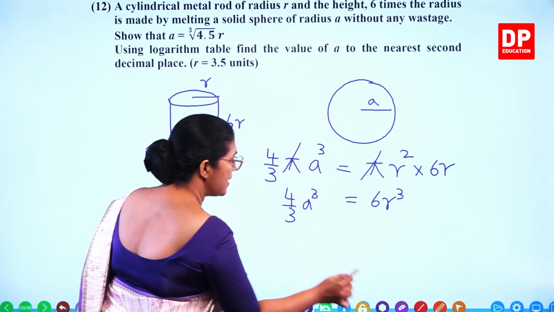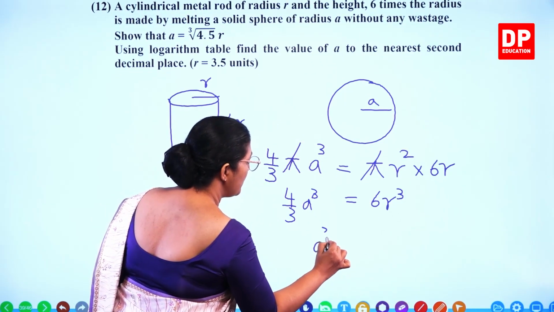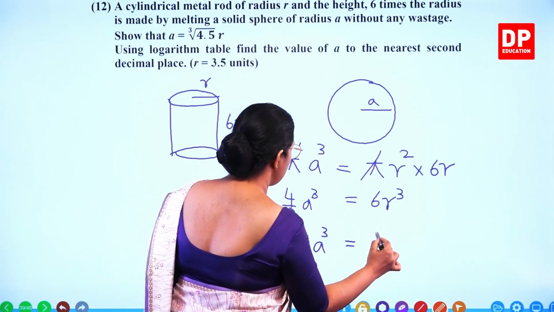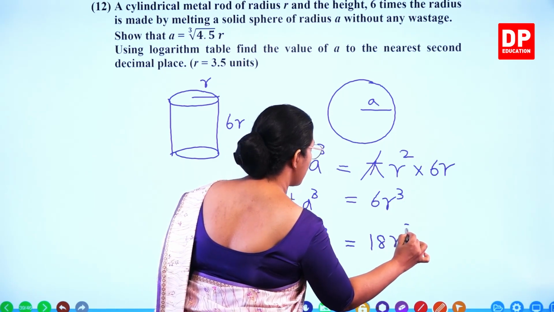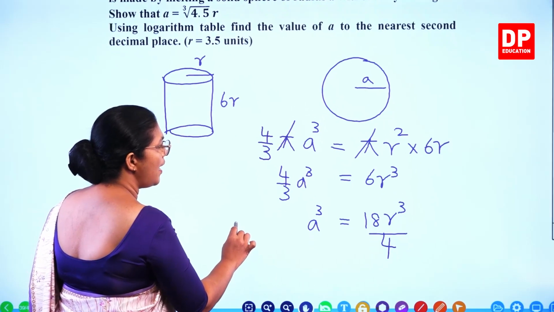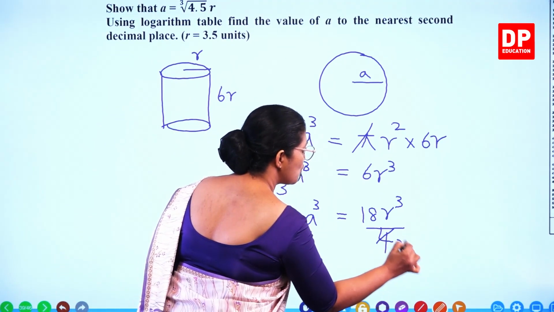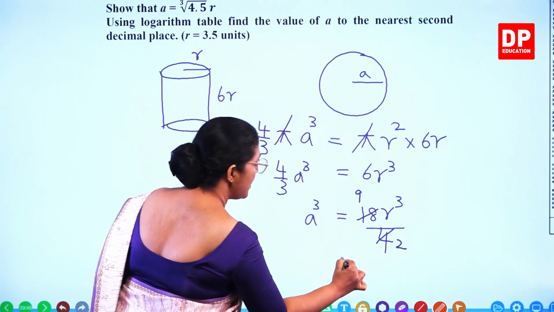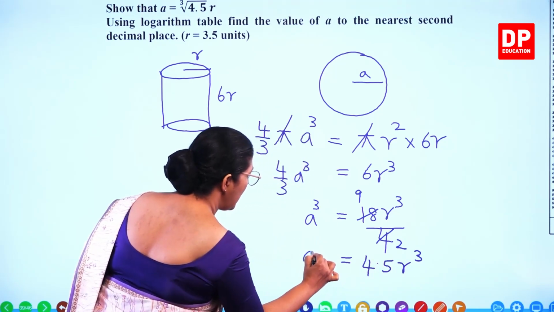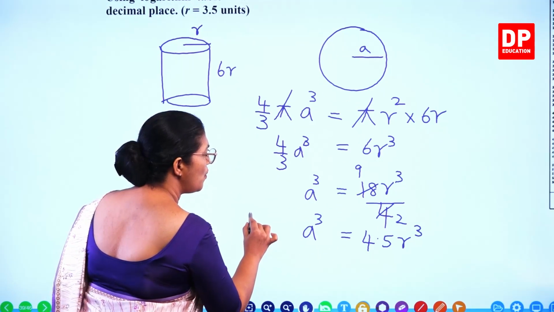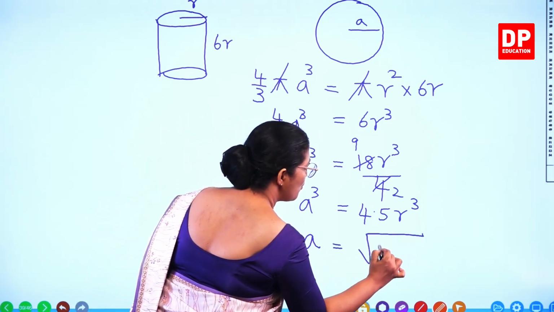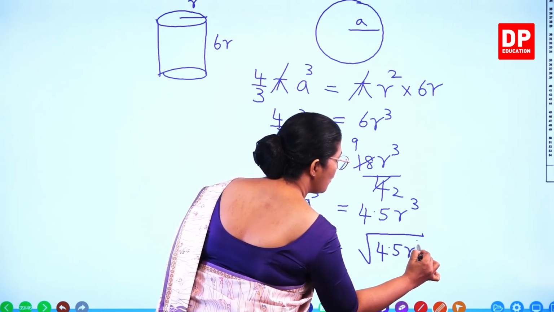Now you have to make a the subject. So a cube, keep in this side. You get 3 times 6, that's 18 r cube divided by 4. Simplify. 2 times 2, 2 times 9. So 9 divided by 2 is 4.5 r cube is equal to a cube. So what is a? Take the cube root of both sides. A becomes cube root of 4.5 r cube.